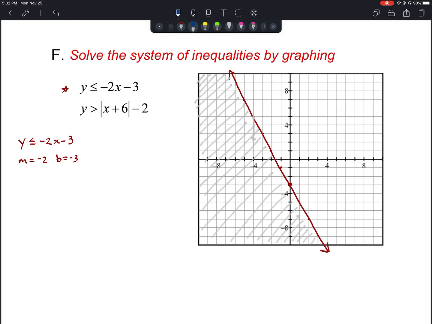And then we're going to do our absolute value function here. y is greater than the absolute value of x plus 6, minus 2. Locator point (-6, -2), and then it has standard growth for an absolute value function. So rise 1 and run 1. And this one's going to be just a dashed graph.